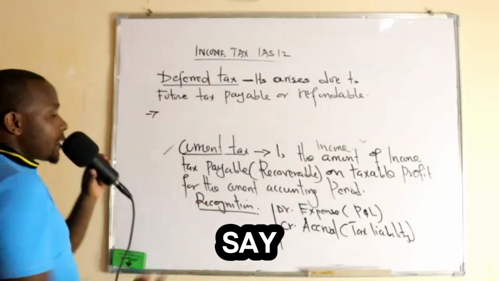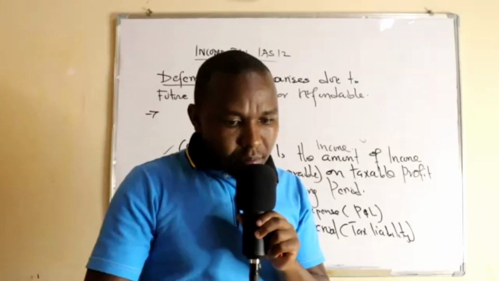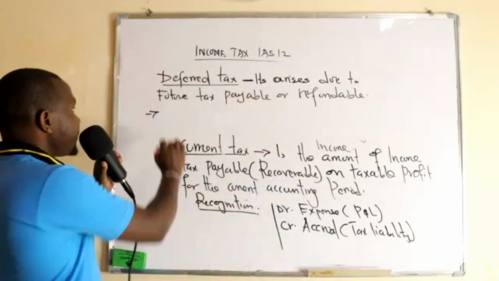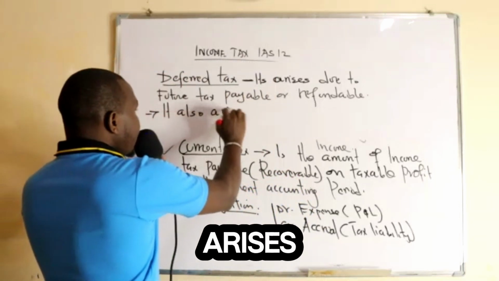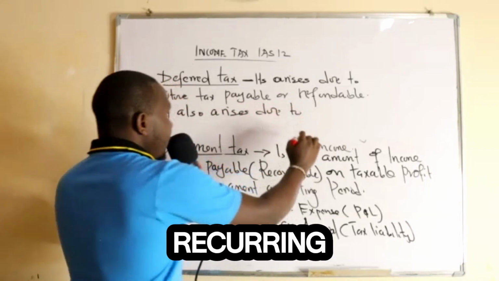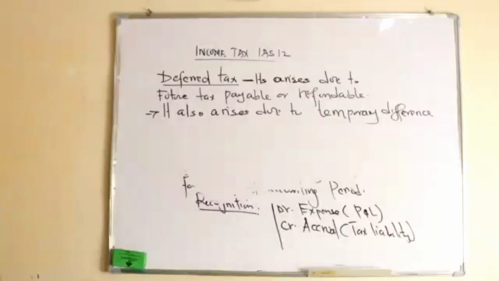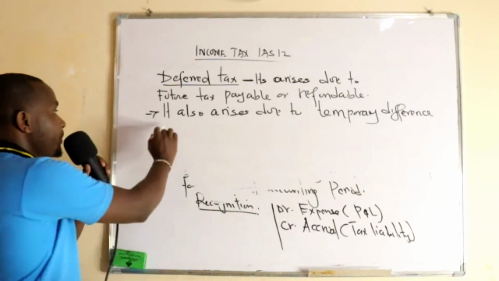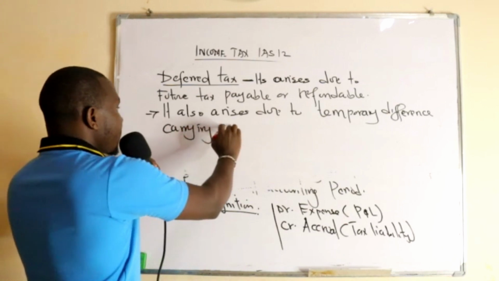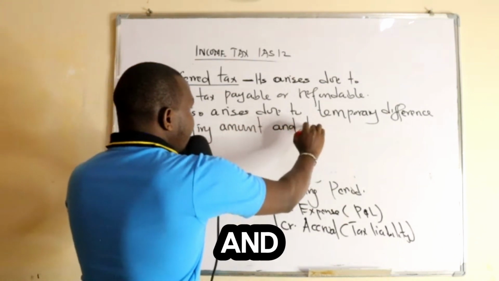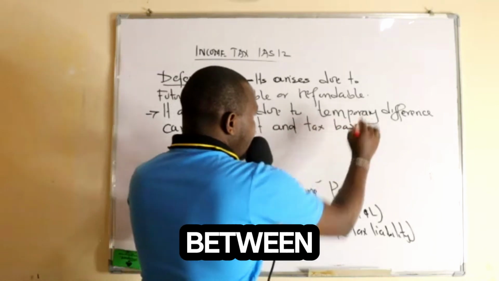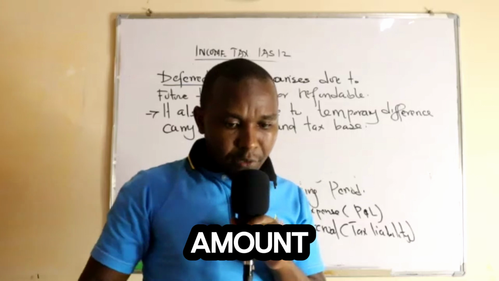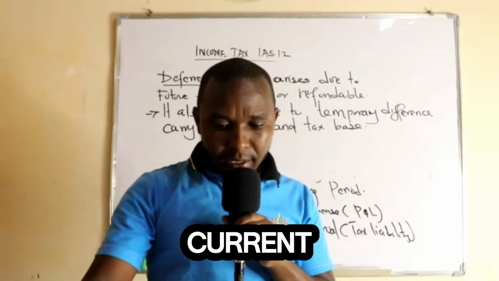Then put another narration and say it also arises due to the temporary difference between the carrying amount and the tax base.